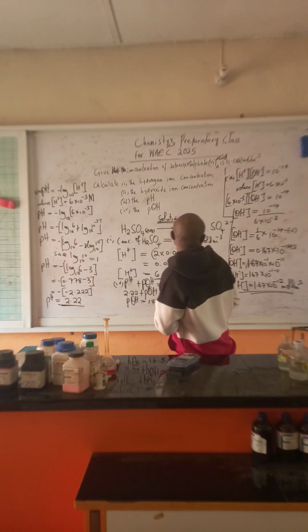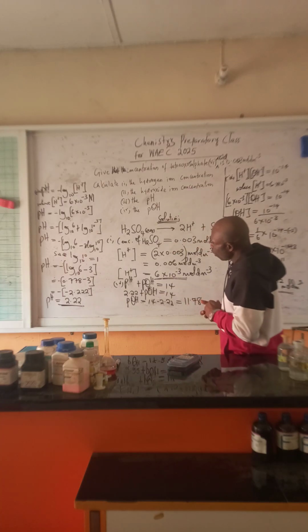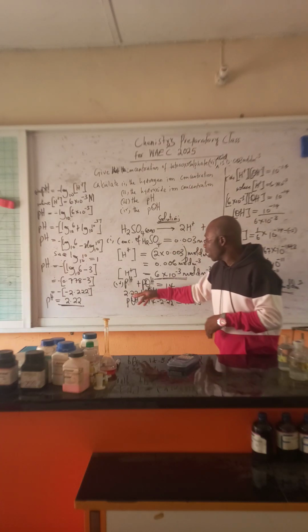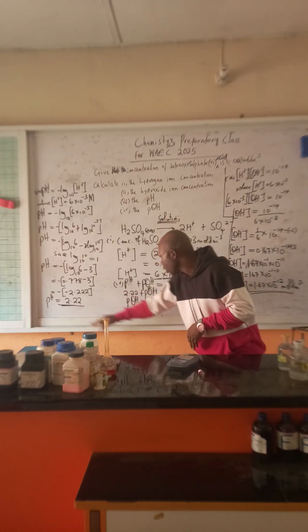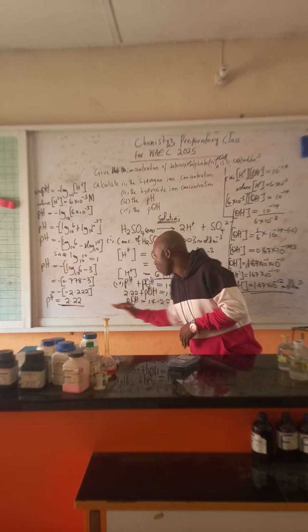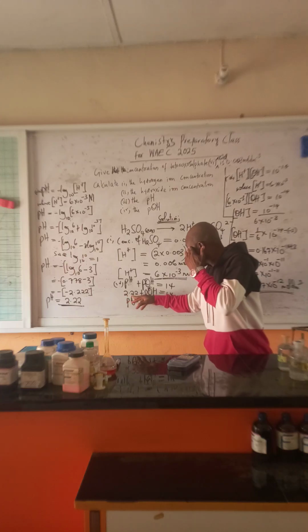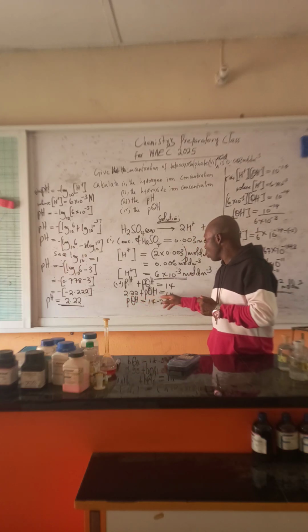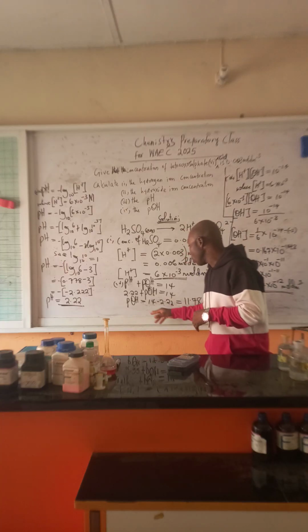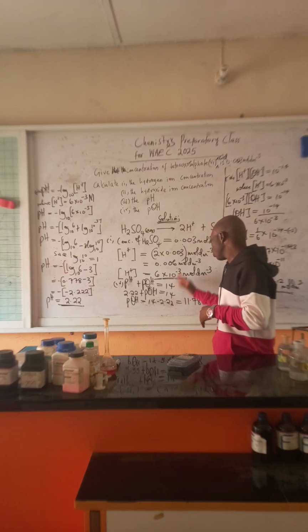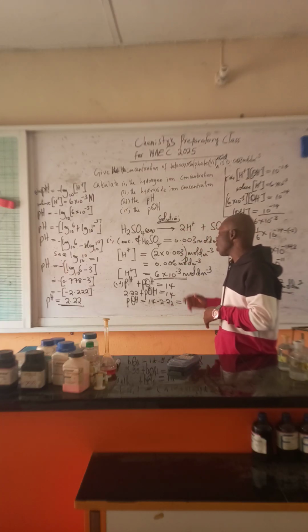Then the pOH. Recall that pH plus pOH is equal to 14. The pH is already determined. Carry it like this and paste it under pH. It means 2.22 plus pOH is equal to 14. Make pOH the subject of the formula. pOH is equal to 14 minus 2.22, and that will give us 11.78.